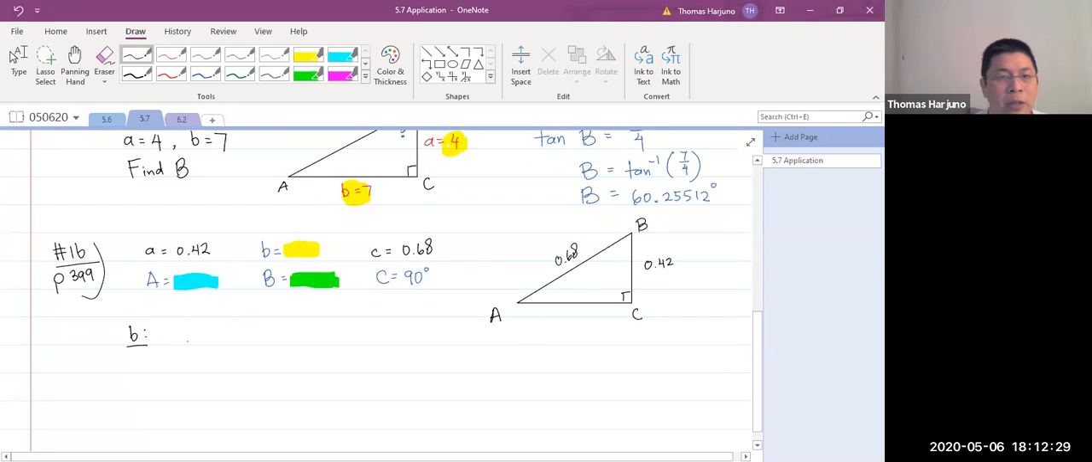So for B, A squared plus B squared equals C squared: 0.42 squared plus B squared equals 0.68 squared.